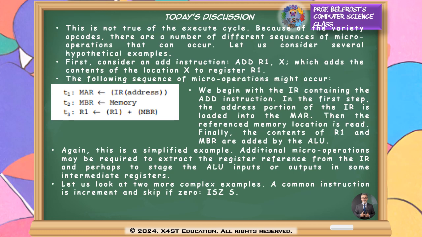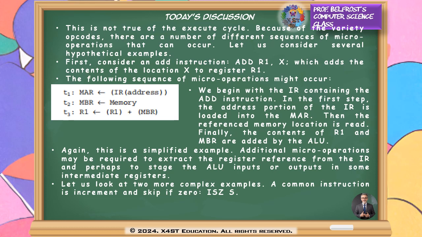Okay, we begin with the IR containing the ADD instruction. Then in the first step, the address portion of the IR is loaded into the MAR. Then the referenced memory location is read. Finally, the contents of R1 and MBR are added by the ALU. Again, this is a simplified example. Additional micro-operations may be required to extract the register reference from the IR and perhaps to stage the ALU inputs or output in some intermediate registers. Now let us look at a more complex example.